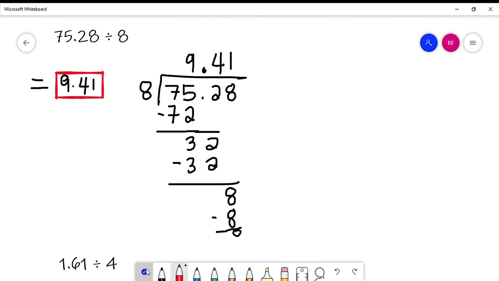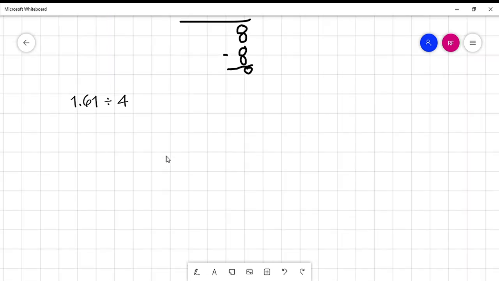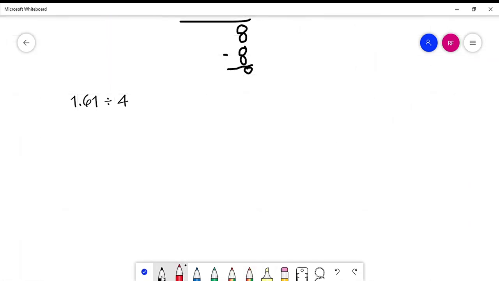Okay, for the last example, take a look at 1.61 divided by 4. So the same procedure, the first step that you need to do is to put a decimal point above the decimal point of the dividend. Then divide like dividing whole numbers. 1 divided by 4, we cannot divide 1 by 4, so we place 0 here.